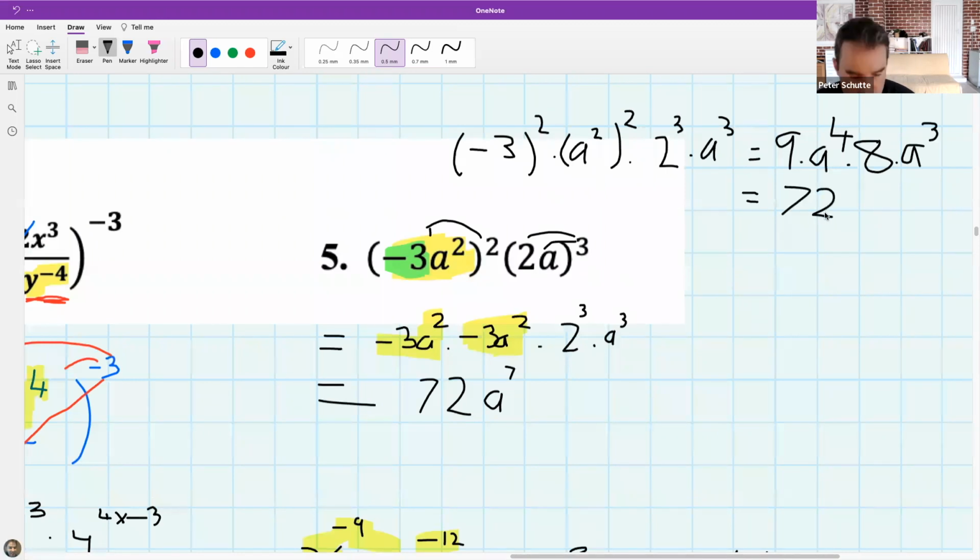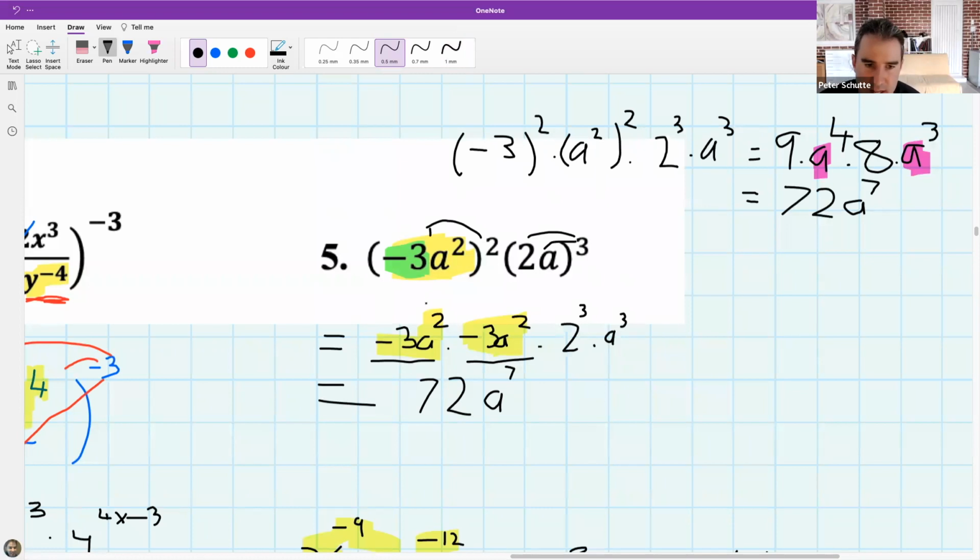And if the bases are the same, and they are here, there's an a here and an a here, then I'm going to get a to the 7. So I get the same answer as down here. However, if instead of using law 3 you just want to write this out twice, that also will give you the same answer in the end. So there are flexible ways of doing that.